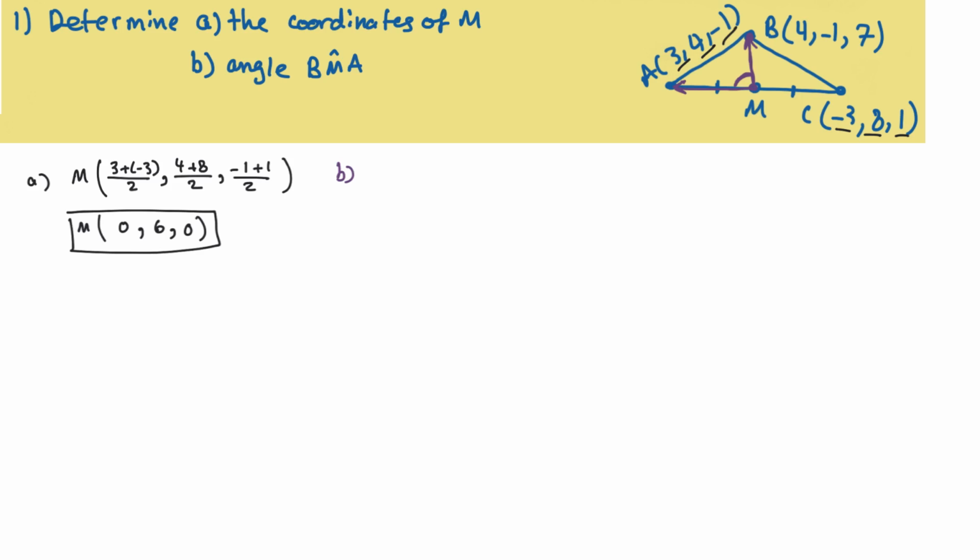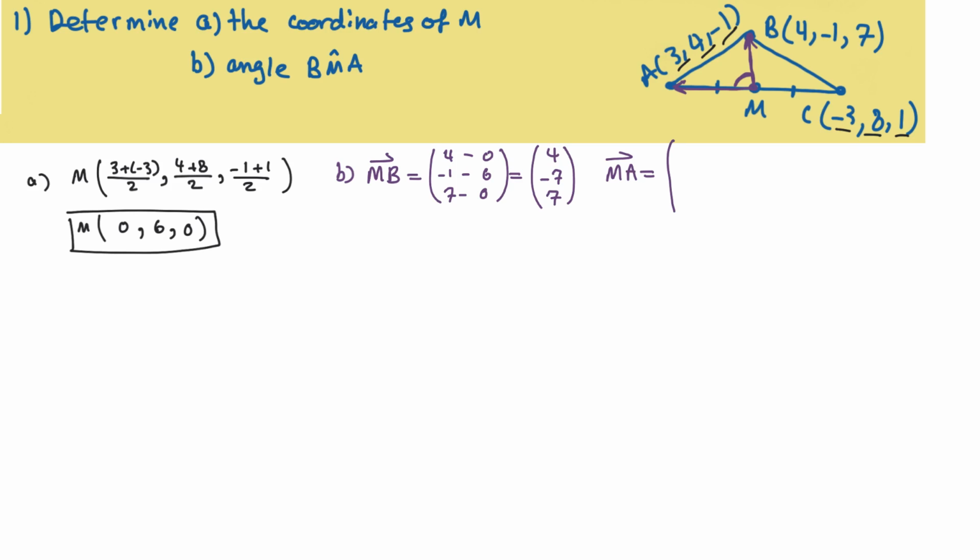First, we're going to find the two vectors, vector MB, and we want to also find vector MA. So for MB, we're going to use all the x, y, z coordinates of point B, which are 4, negative 1, and 7, and subtract M, which we just found. And conveniently, we get a lot of zeros here, which is nice. We get 4, negative 1 minus 6 is negative 7, and 7 minus 0 is 7. So that is vector MB.